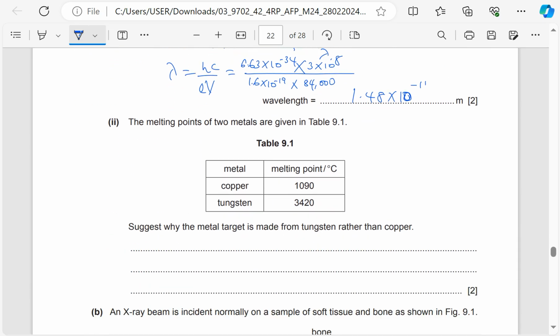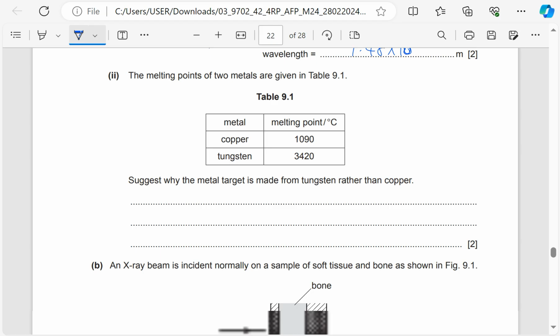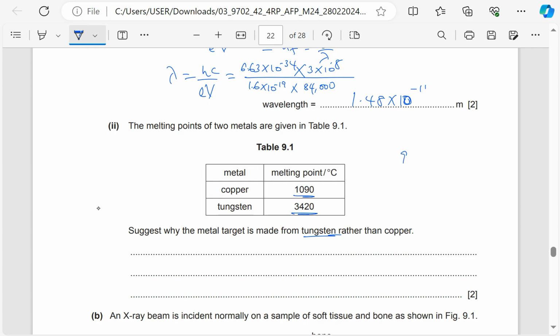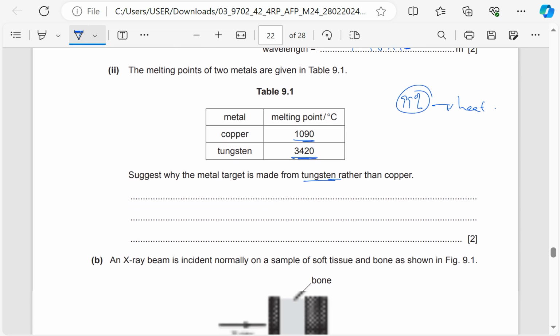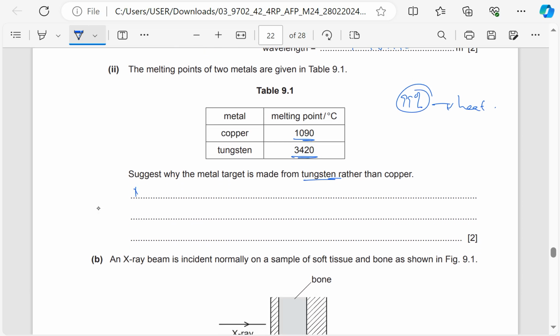The melting points of the two metals are given in the table. We have tungsten and copper. Suggest why the metal target is made from tungsten rather than copper. You notice that the melting point of tungsten is very high, almost 3 times that of copper. Why is it so high? Remember, almost 99% of the kinetic energy of the electrons becomes heat in the metal target. So we need a metal with a high melting point so that it does not melt easily.